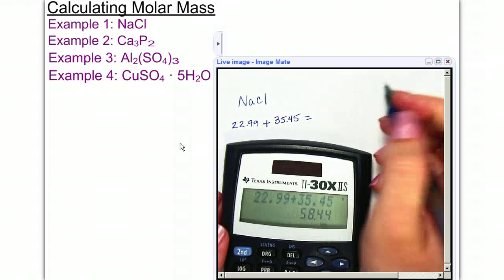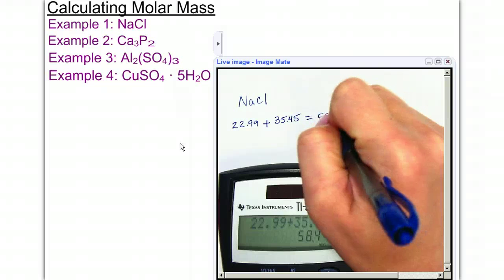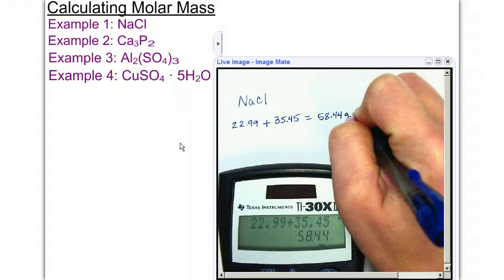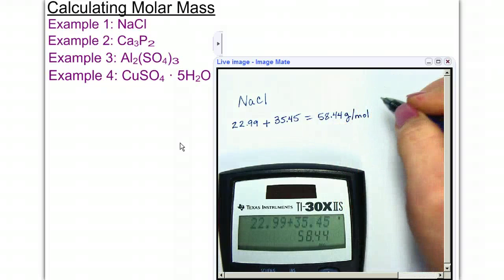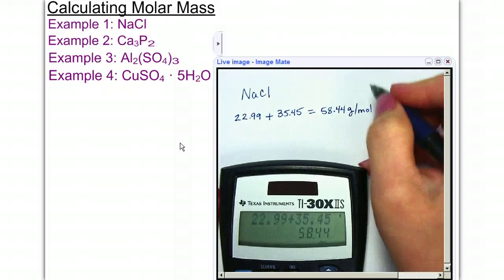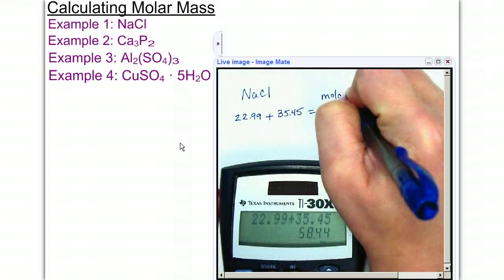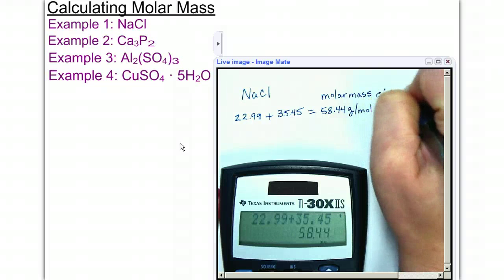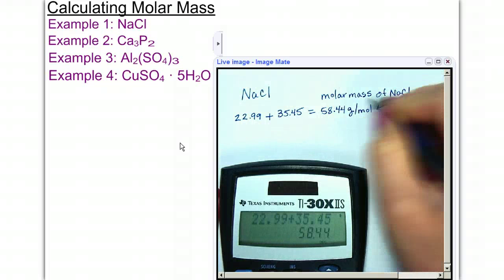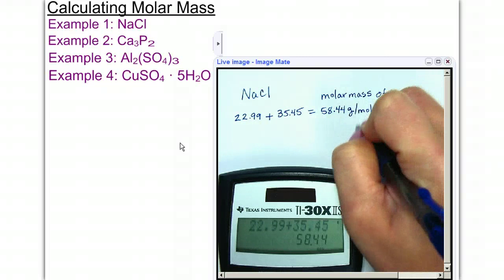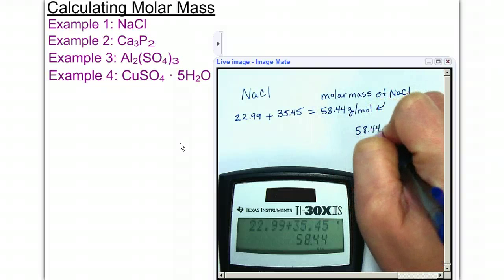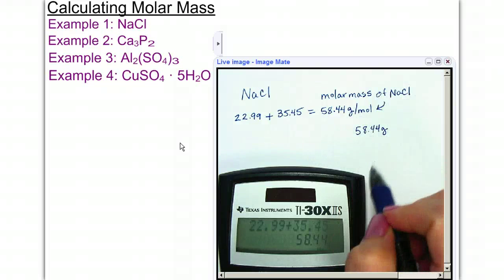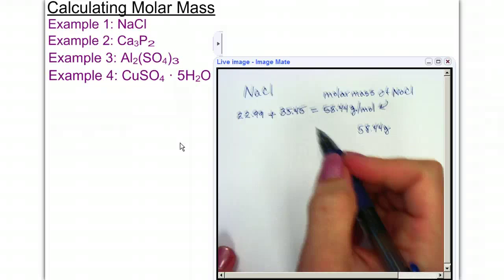And so my mass is 58.44. And the unit for this technically is grams per mole. However, when we calculate molar mass, and this is the molar mass of sodium chloride, we generally only represent it as 58.44 grams. But to be technical, the unit would be grams per mole. All right, so let's look at example number 2.